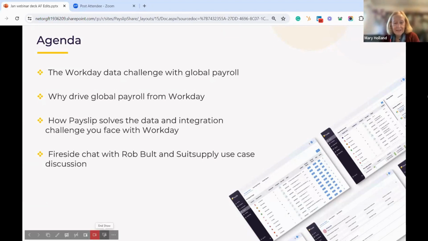I actually spent a couple of hours with Rob prior to the decision to go with Payslip. I asked him questions with our sales team, and he asked me questions. So it was very interactive, and he'll share how that journey went with Suit Supply. I think the attendees today will be very interested in that. It's also interesting that Rob is in the Netherlands, so he has been working with many European clients and multinationals.